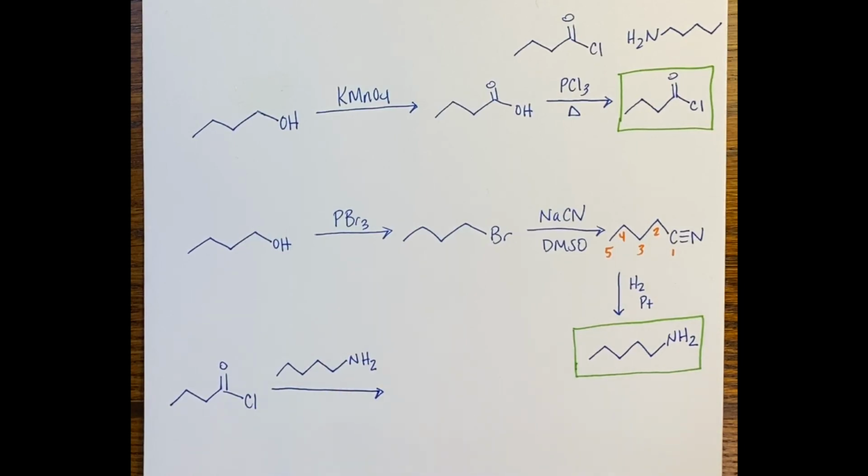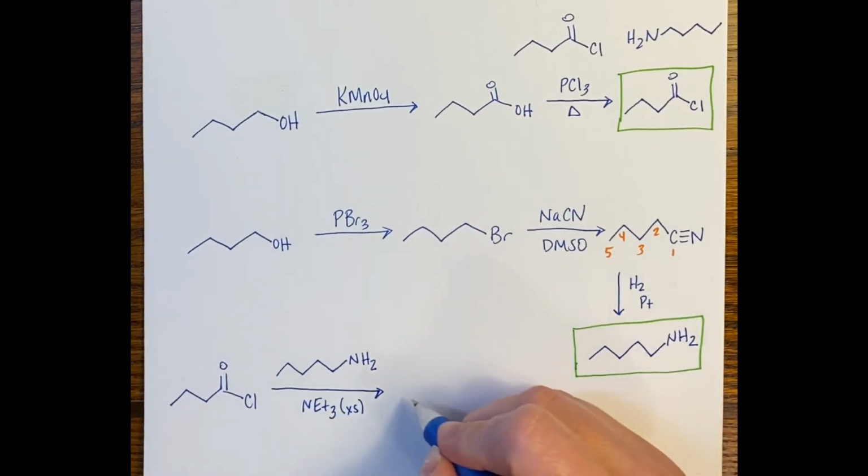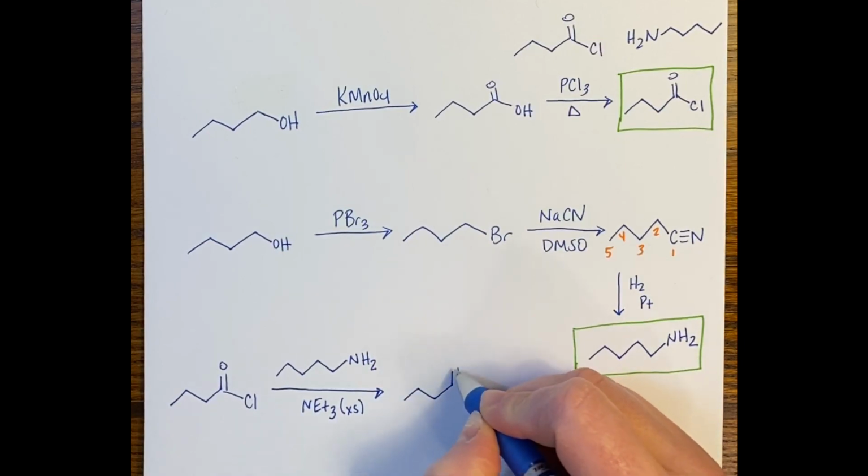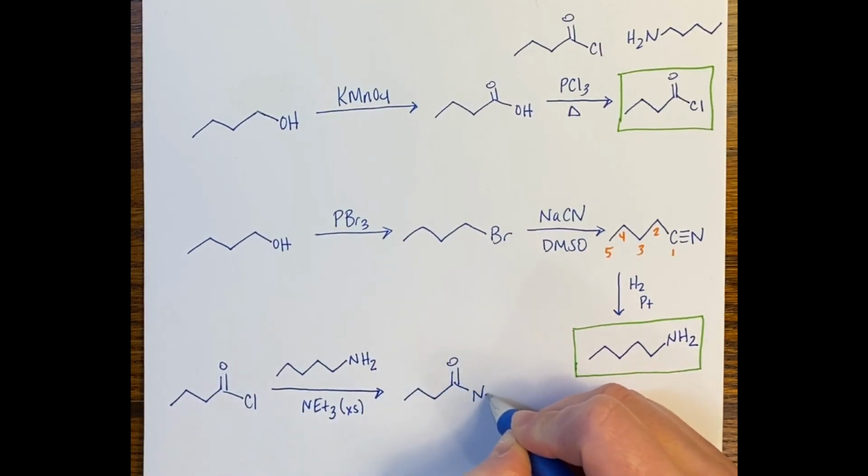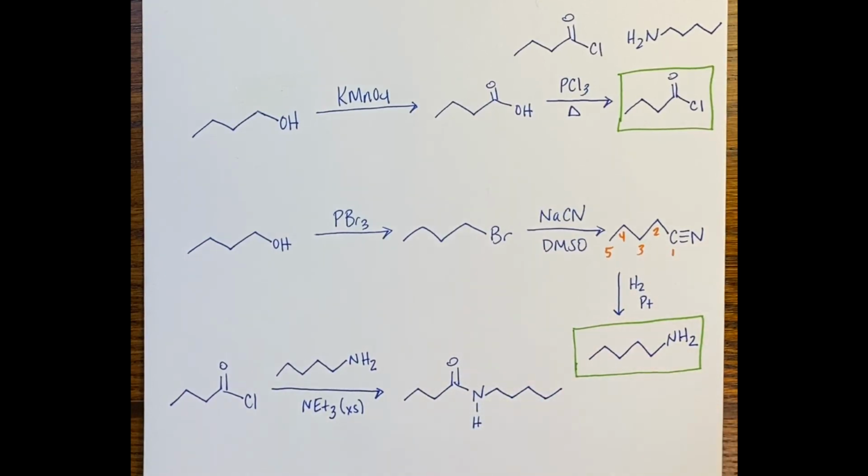So I can run this with my 5-carbon amine. I can use triethylamine as my base in this reaction, so triethylamine will be present in an excess, and the product that I get out of this reaction is my amide. And this represents my final synthetic target.